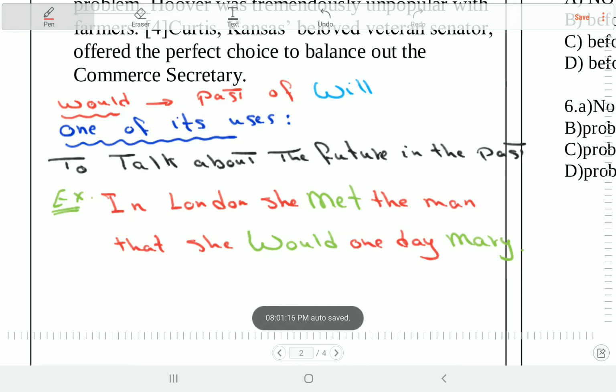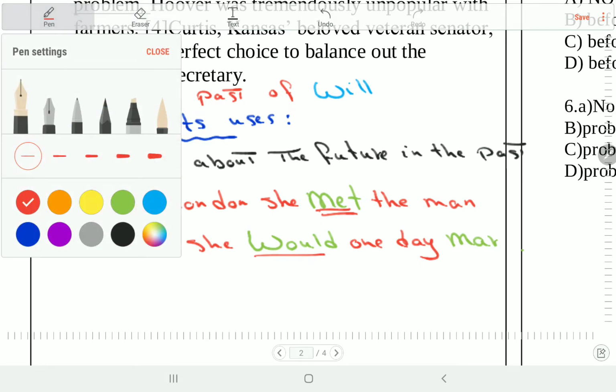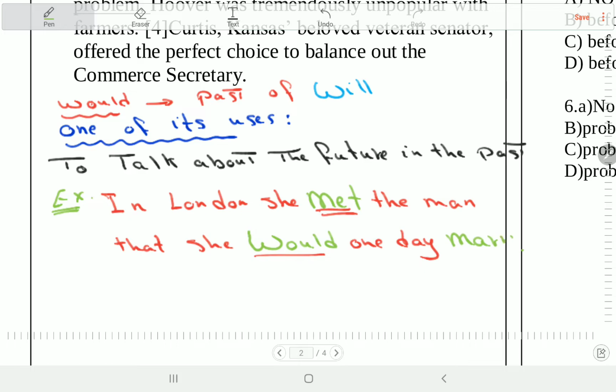So met, this is past. She met the man. Did she immediately marry that man? No. So that will be the future in the past. One day, so I said here that she would one day marry. So we said it is future from the perspective of the past. Do you understand? I hope you understood it.